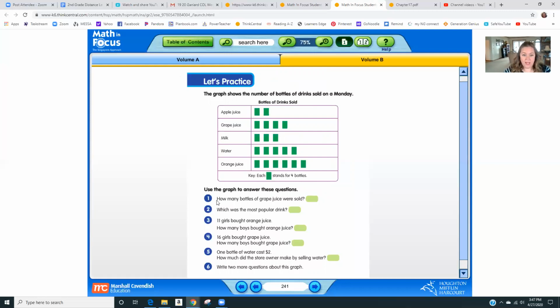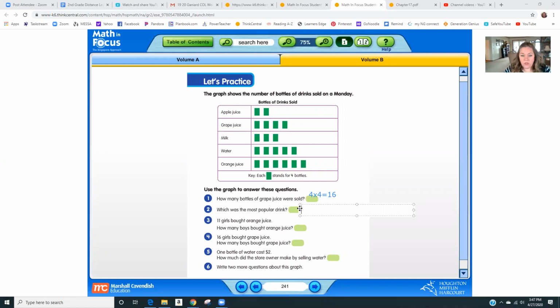So the first question asks, how many bottles of grape juice were sold? So I'm going to put a text box right over our answer there. Here's our grape juice. I'm going to count how many symbols we have in the grape juice column. 1, 2, 3, 4. So we had 4 symbols. Each symbol is worth 4. So 4 groups of 4 equals 16. On Monday, 16 bottles of grape juice were sold.